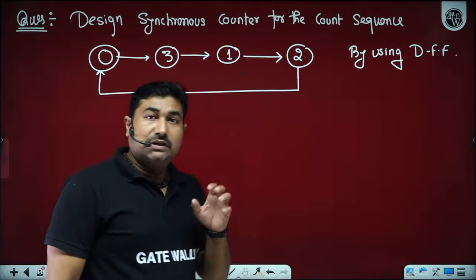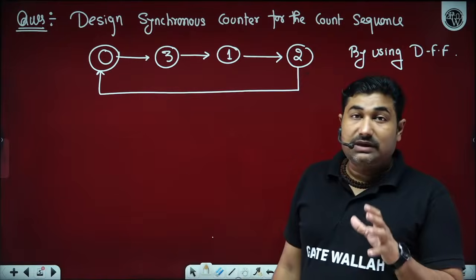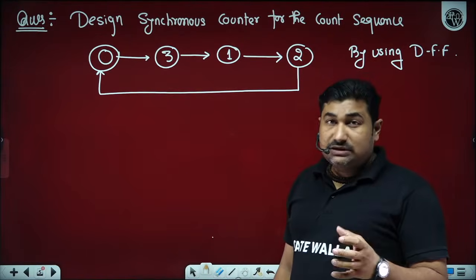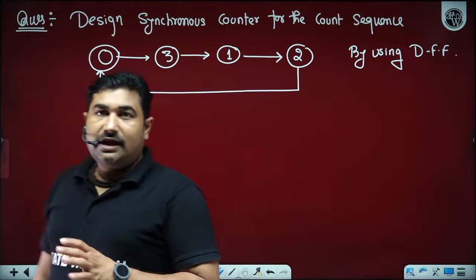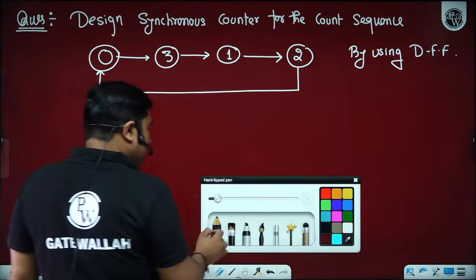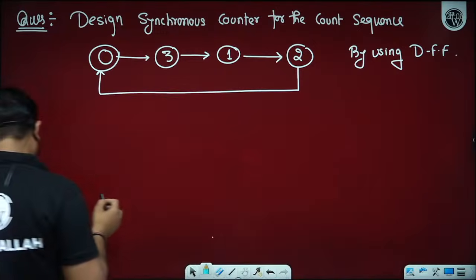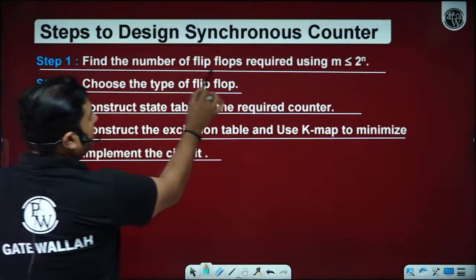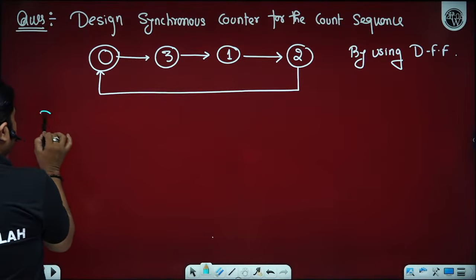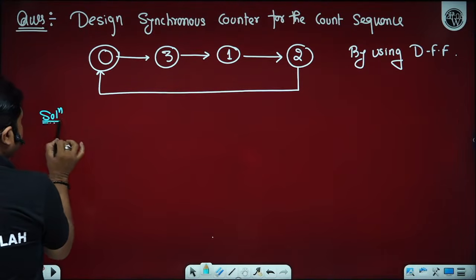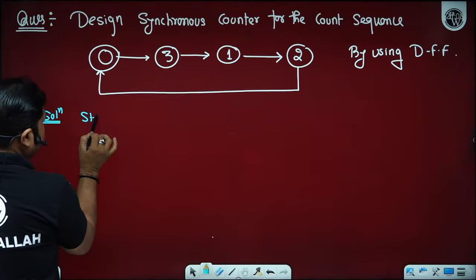So we want to design a circuit, a synchronous counter, which counts the sequence 0, 3, 1, 2, 0. How to design? Step 1 suggests finding the number of flip-flops required. So as per step number 1, please observe.